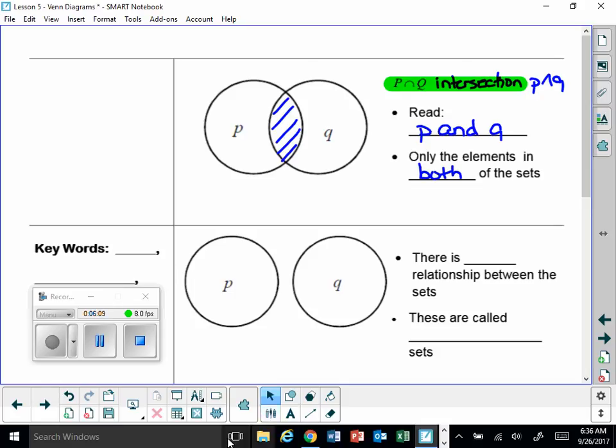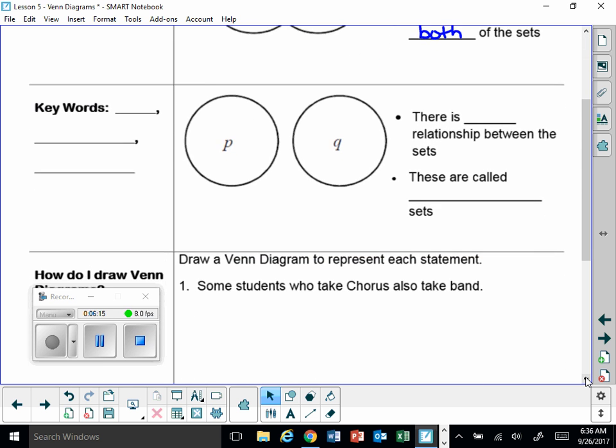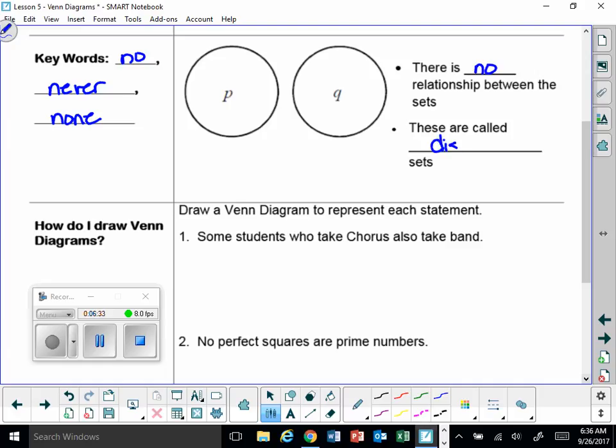The third type of Venn diagram, you will notice, doesn't overlap at all. The key words here are no, never, and none. Okay, there is no relationship between the sets. They're called disjoint sets. Okay, so maybe P would represent quadrilaterals and Q would represent circles. There's no overlap there. Okay, they're completely different.